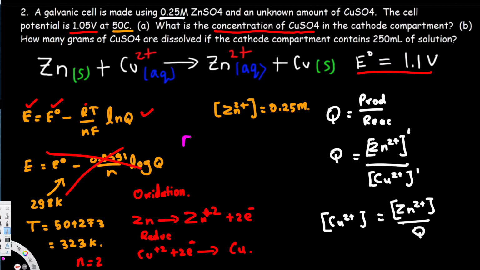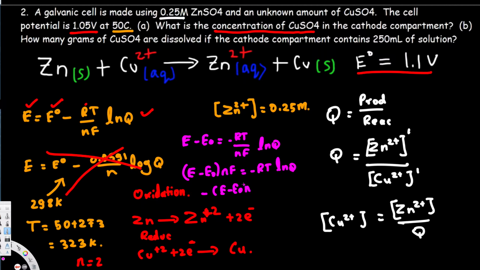So here we are going to have E minus E naught is equivalent to negative RT over NF lambda Q, right? Now if I take this NF to the other side, that's going to be E minus E naught times NF is equivalent to negative RT lambda Q. And if I want to have lambda Q alone, I have to move this negative RT to the other side. So we are going to have negative E minus E naught NF over RT lambda Q, right?